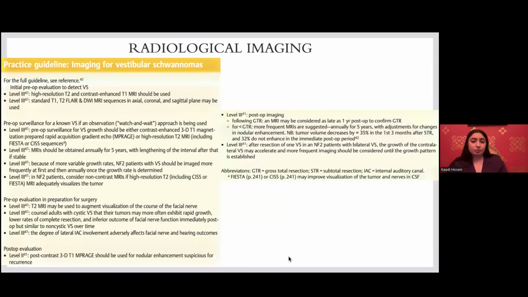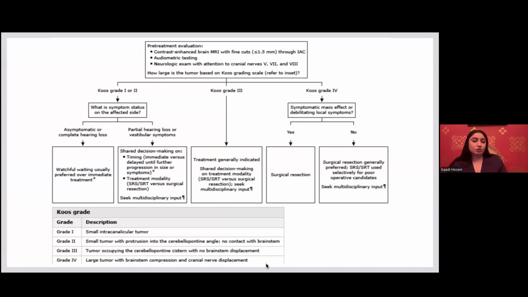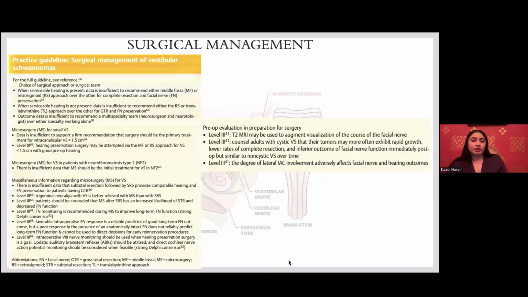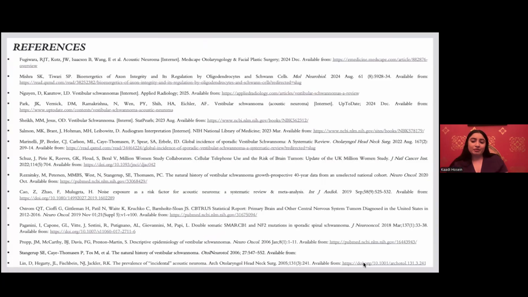This slide just relays a summary of the pre-op and post-op radiological guidelines, specifically MRI, associated with vestibular schwannomas, and can be reviewed at your leisure. This is an easy-to-read flowchart describing the management of unilateral sporadic vestibular schwannomas in adults according to the Koos grading. And this slide provides a summary of the guidelines for surgical management of vestibular schwannomas, as well as pre-op evaluation in preparation for surgery. These are my references.